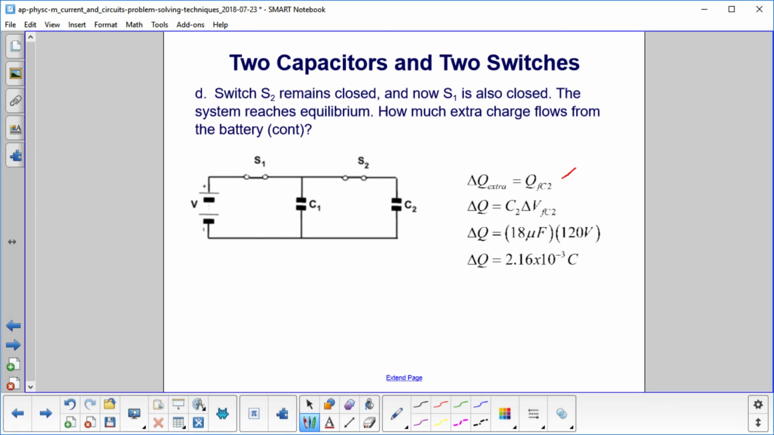The extra charge will be the charge that winds up on C2, as C1 just goes back to its original total amount of charge. So delta Q extra will equal C2 times the voltage difference across C2, which is 120 volts. The capacitance is 18 microfarads, so the extra charge that comes out of the battery is 2.16 times 10 to the minus 3 coulombs.